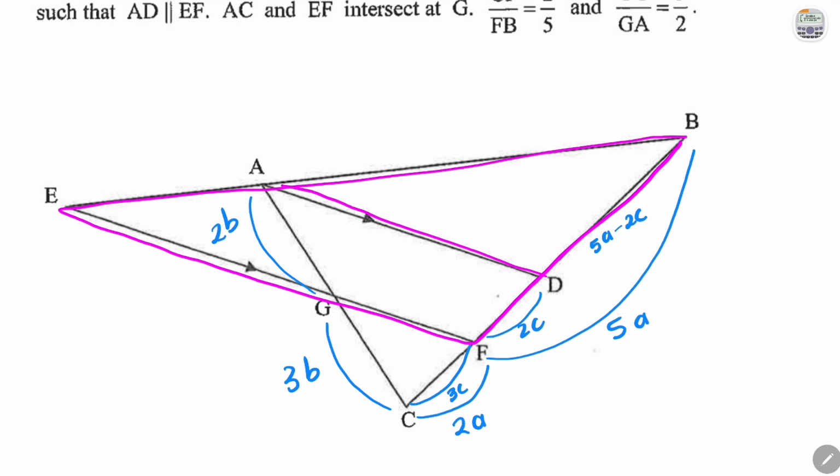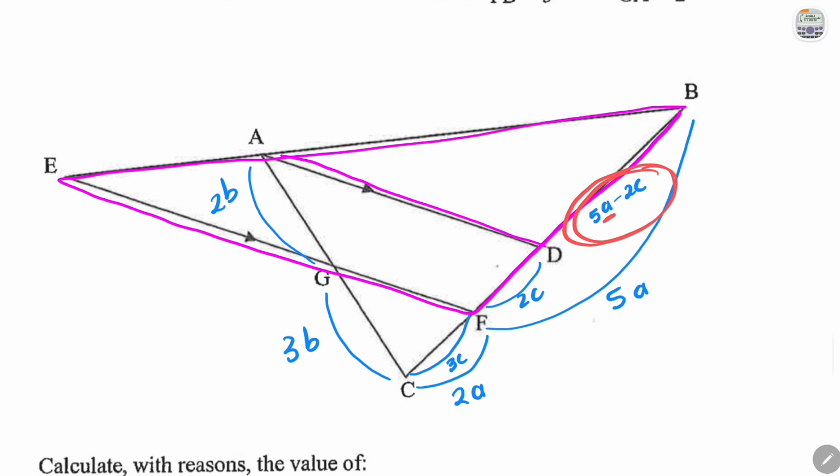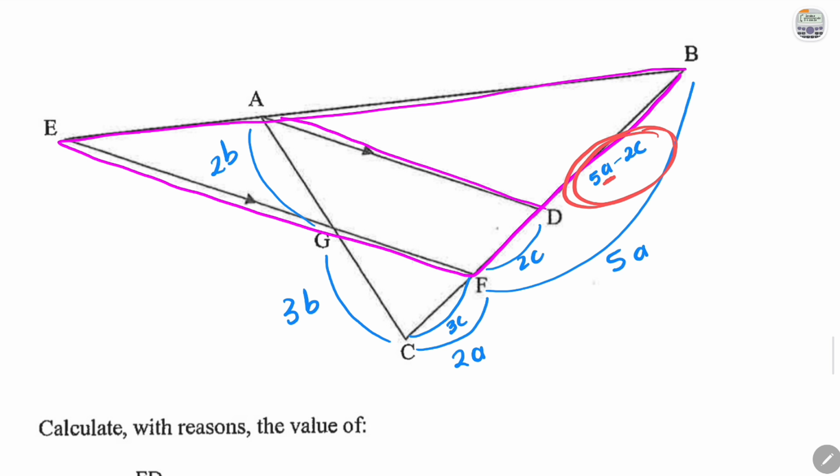Okay, so the next goal, the next problem that we have is this. We need to express this better. This needs to be in terms of C, not A and C. So we need to find a value for A. And so that's what we're going to do here. How do we find a value for A? Do you see anything in this diagram that can help us to find a value for A?